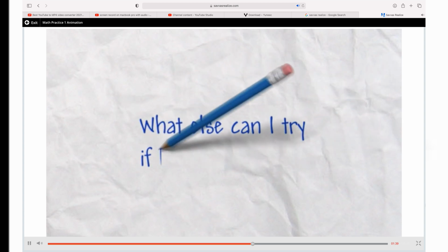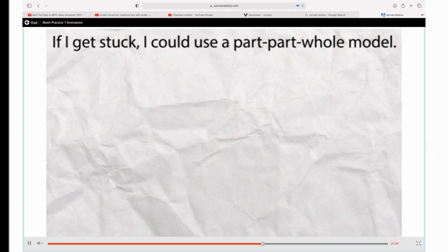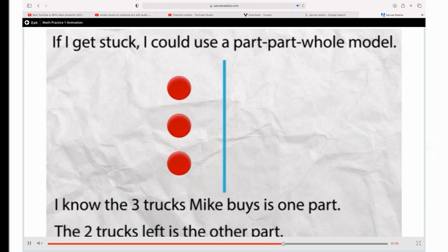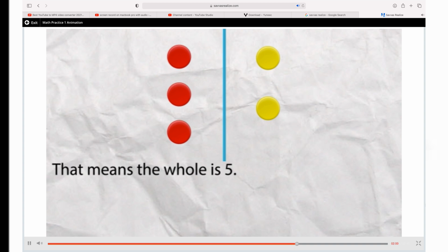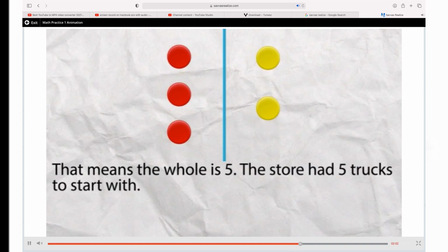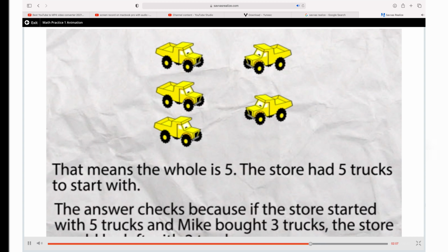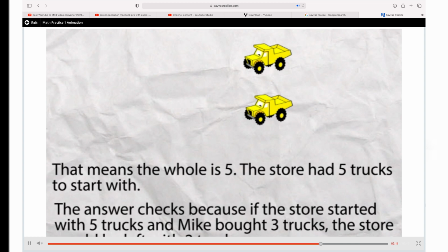What else can I try if I get stuck? If I get stuck, I could use a part-part whole model. I know the 3 trucks Mike buys is one part. The 2 trucks left is the other part. That means the whole is 5. The store had 5 trucks to start with. The answer checks because if the store started with 5 trucks and Mike bought 3 trucks, the store would be left with 2 trucks.